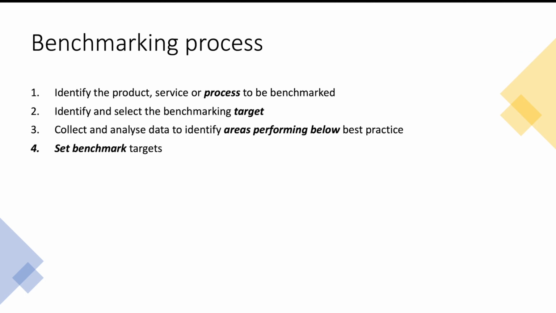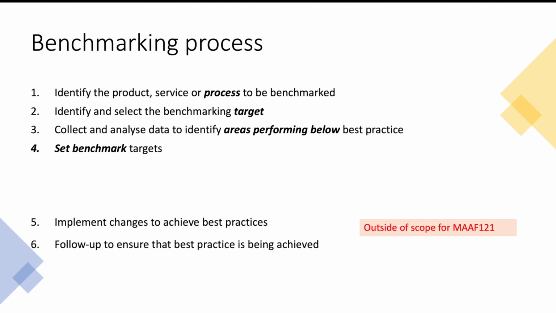It is not necessary for the benchmarking participants to share the same organizational attributes such as size and industry. It is best to eliminate the impact of foreign exchange variations from the metrics that are used. Now numbers 5 and 6 are outside of the scope of the MAAF121: implement changes to achieve best practices, and follow up to ensure that best practices are being achieved.